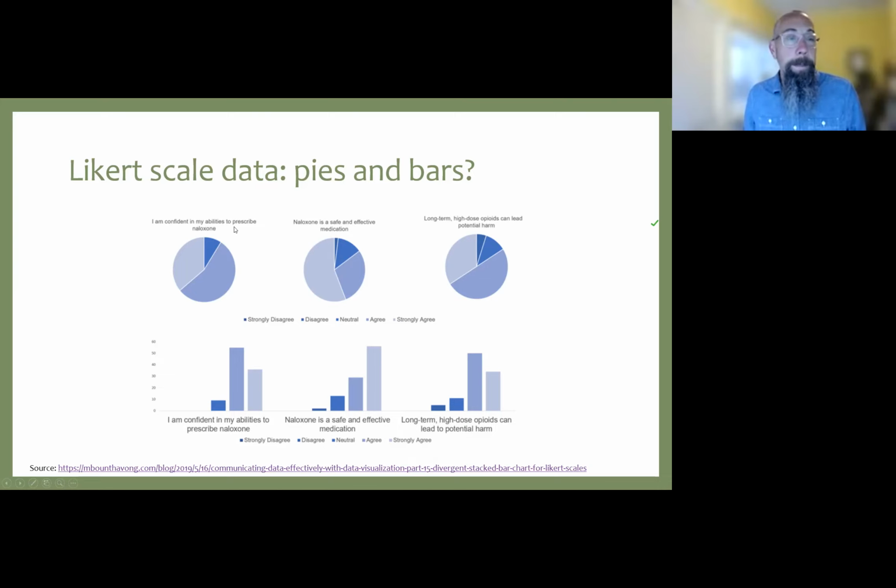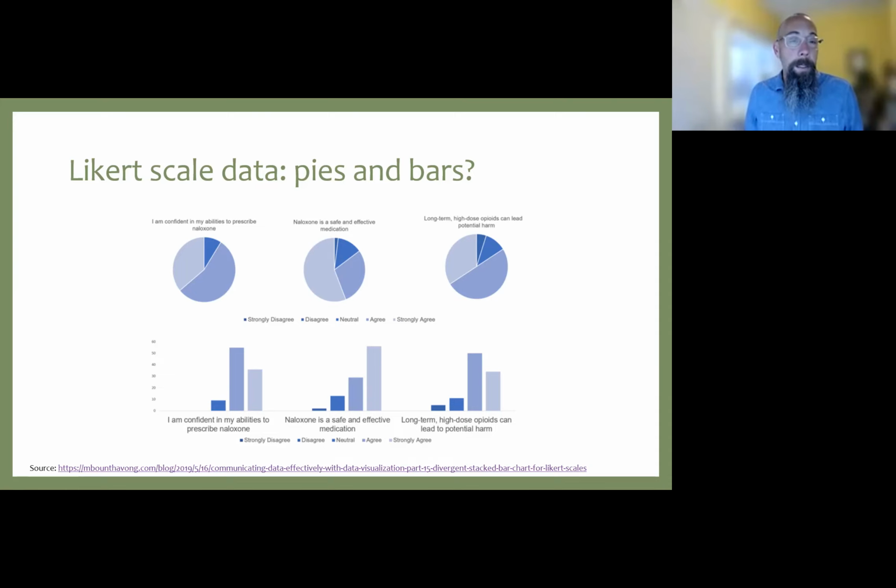And this is obviously not about candy anymore. This is now about perceptions of naloxone. We could also show the information in a bar graph. What's maybe more challenging about this is these bars all sum to 100 because everybody's in one of the bars, but it's not obvious that they sum to 100 because they're next to each other. So it's a little less clear.